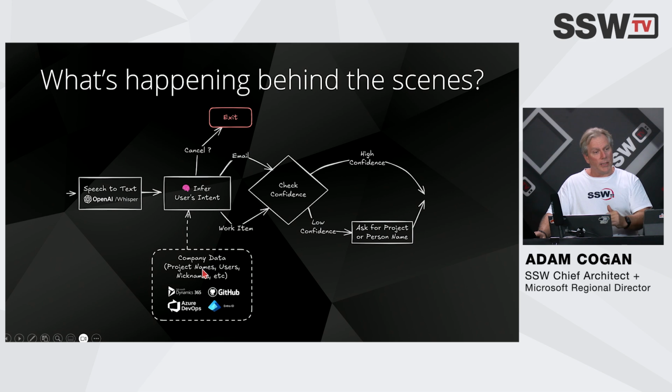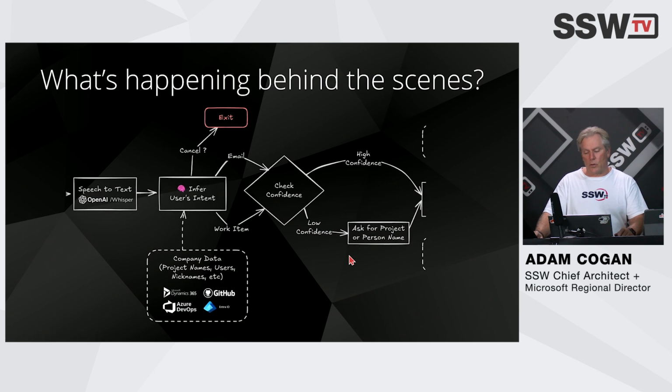So we have a list of projects. In our case, it's in Dynamics, could be in GitHub or Azure DevOps, and that gets put there, plus all the users in our company. And so then it works out, am I sending an email to someone or am I putting a work item in some backlog? And then it asks, how confident are you? If it's a high confidence, it goes through and does the action. If it's low confidence, it asks for some things. You might have mentioned a few different products and it's got confused. Which one are you talking about? You might have mentioned Jack and there's 3 Jacks. Not sure which Jack. It will then ask you some extra questions.